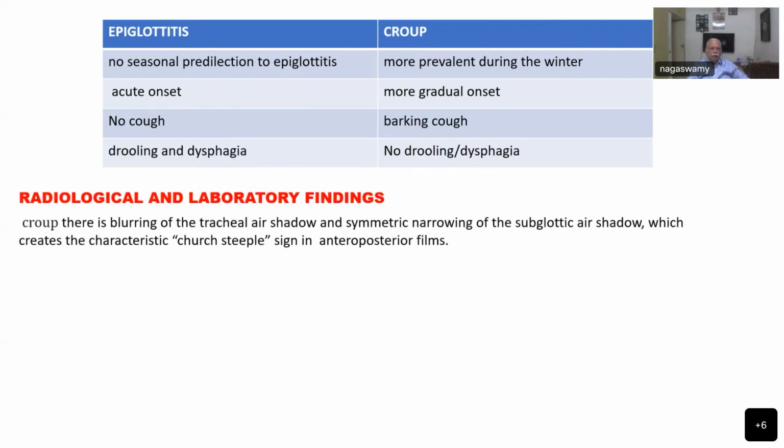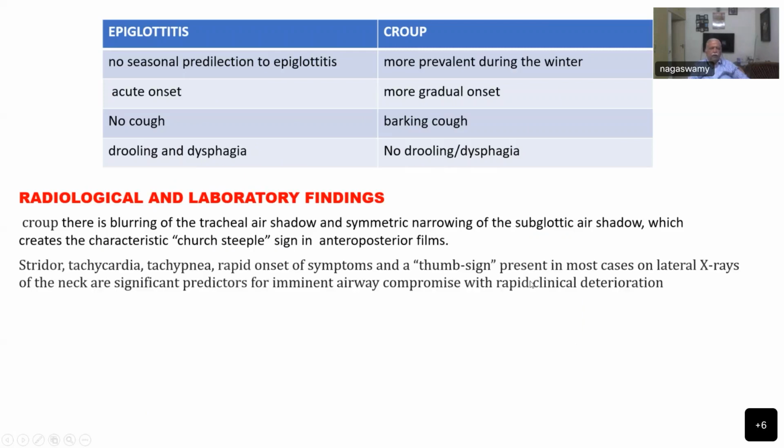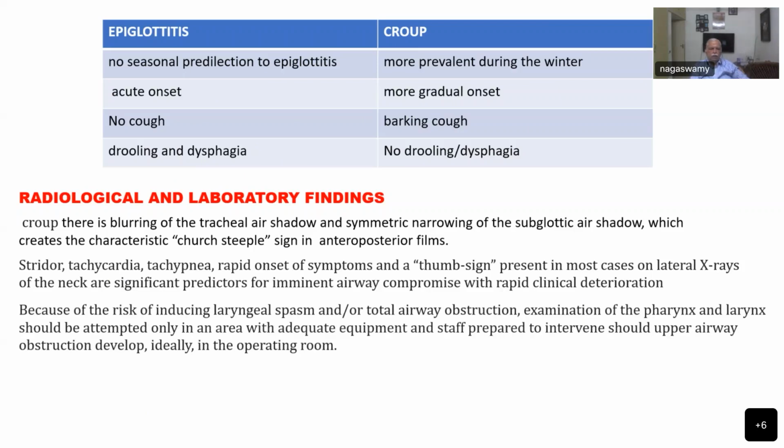And what are all the radiological and lab findings? There is a blurring of tracheal air shadow, symmetric narrowing from subglottic to the lower area, what is called the church steeple sign in the AP film of the neck. So you have to take an anteroposterior film. And stridor, tachycardia, tachypnea, and the so-called thumb sign is present in most cases in the lateral X-ray of the neck.